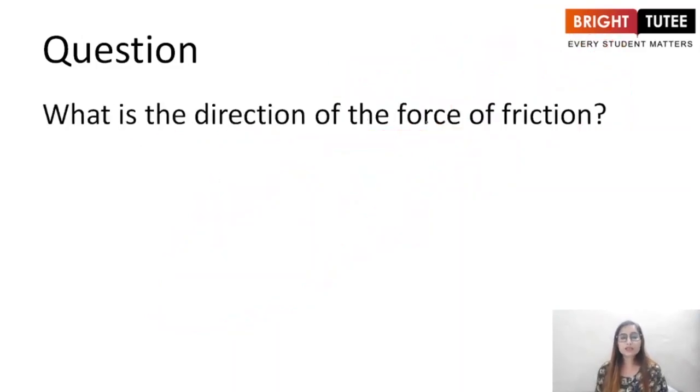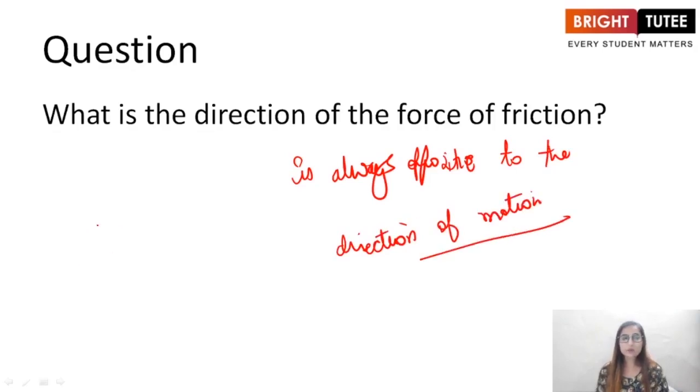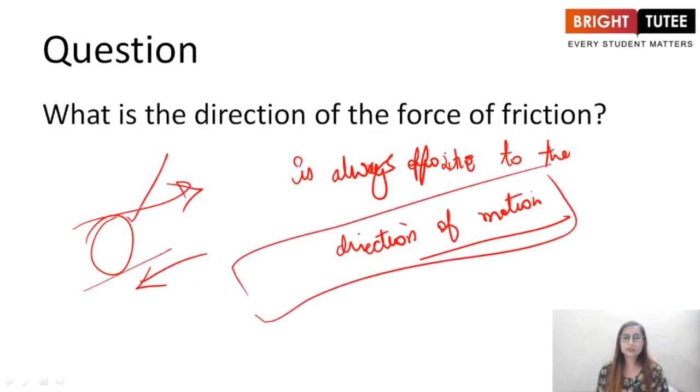What is the direction of the force of friction? The direction of the force of friction is always opposite to the direction of motion. Basically, if the ball is moving in this direction, the friction will be just opposite to it. The friction acting will be in the opposite direction of the motion or the earlier force applied, right?